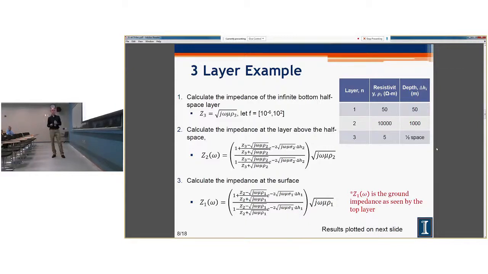So what happens when you go to a 3-layer example? In 3 layers, you first calculate the bottom layer, and then you calculate the layer above that, and you'll see that incorporated into it is Z3, the impedance of the layer above it. And then for the next layer, do the same thing, you incorporate the one before that. So here's the fictitious Earth model I made up for this case. And then we'll see the plots on the next page.